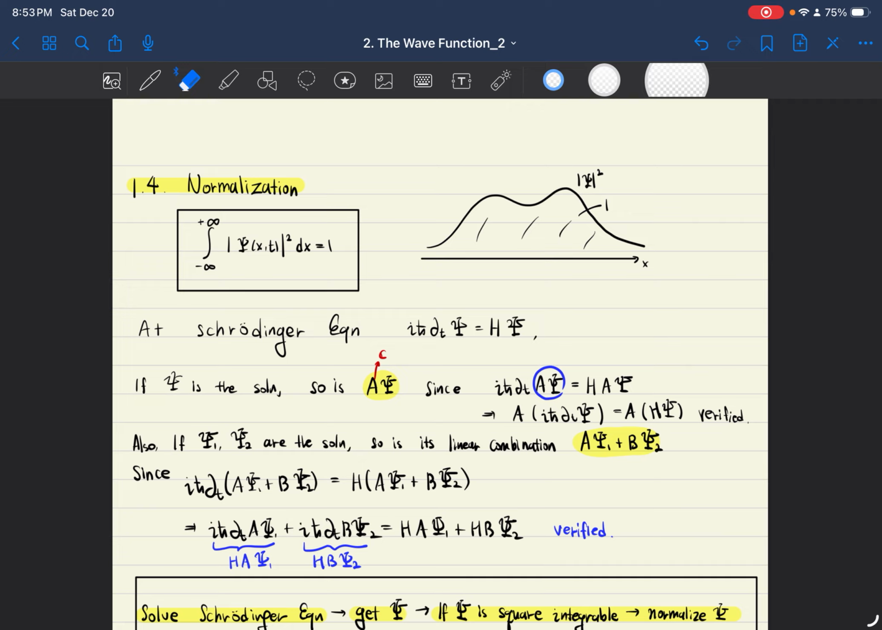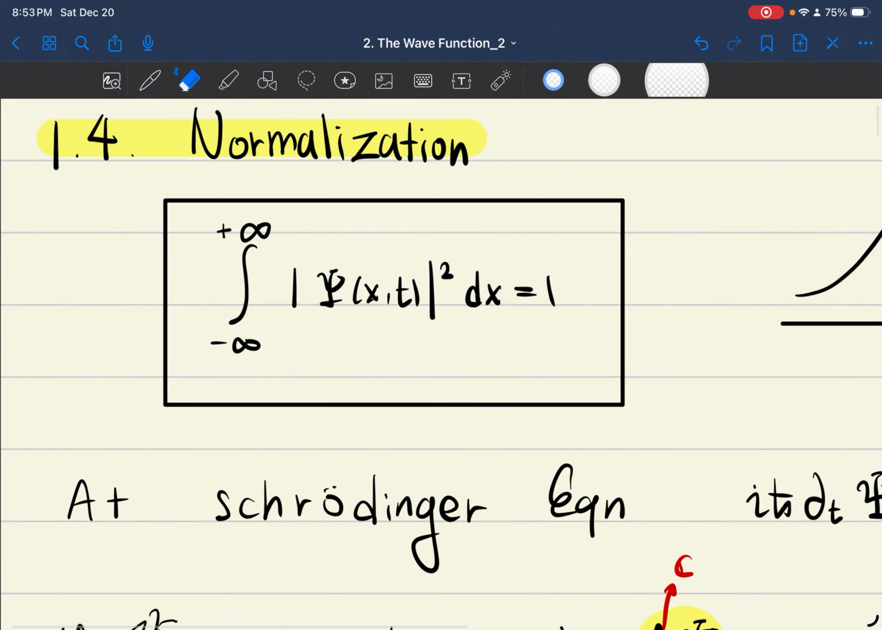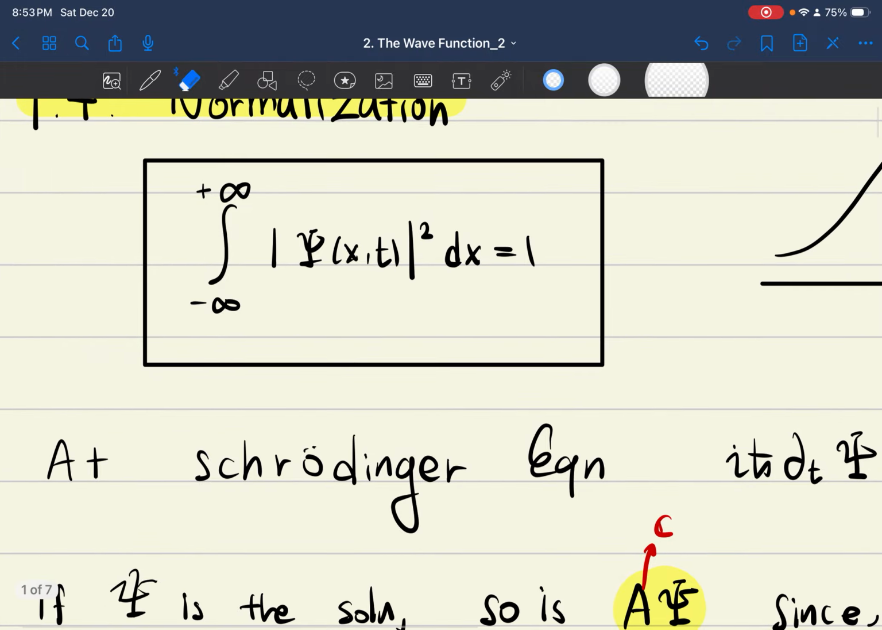Last time we talked about the Schrödinger equation, and the wave function should be normalized by Born's statistical interpretation. And here is the normalization condition. When we integrate the probability density of the particle over the whole space, it should be 1.